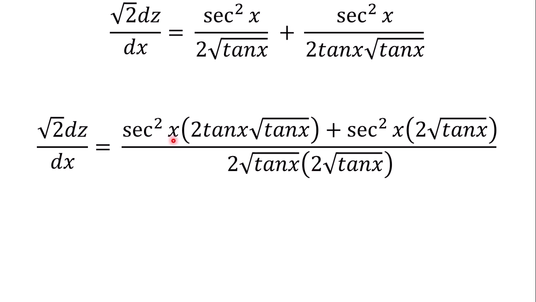Secant x squared multiplied by 2 times tan x times square root of tan x, plus secant x squared times 2 times square root of 4 tangent x, all over 2 times square root of 4 tangent x multiplied by tan x times square root of 4 tan x, as you are all seeing here.